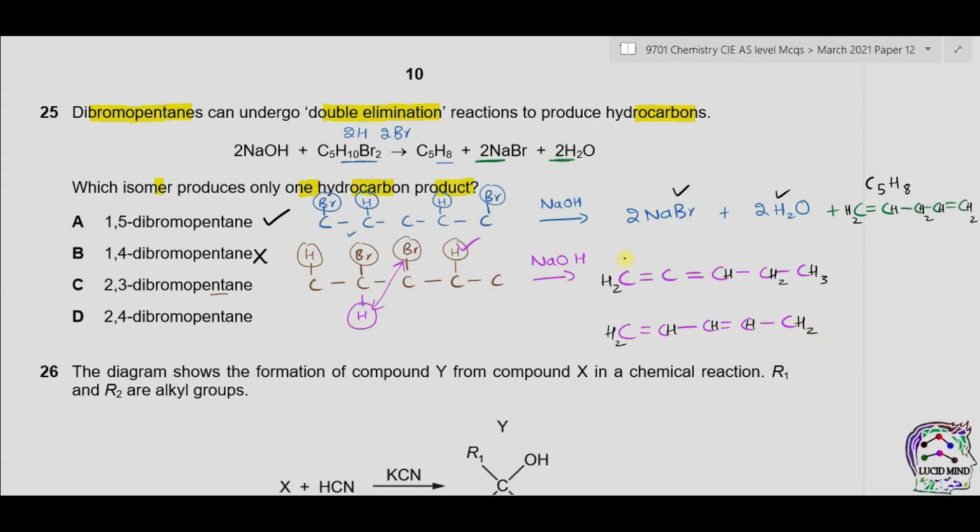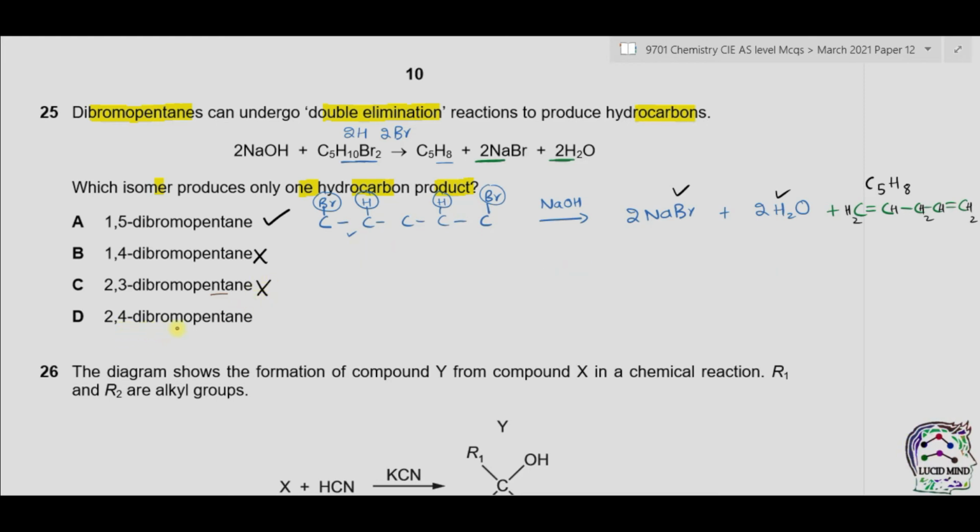As we can see that the double bond is present on the first and second carbon, and in this structure the double bond is present on the first and third carbon, so therefore both hydrocarbons are different. So as two hydrocarbon products are formed, C is also wrong.